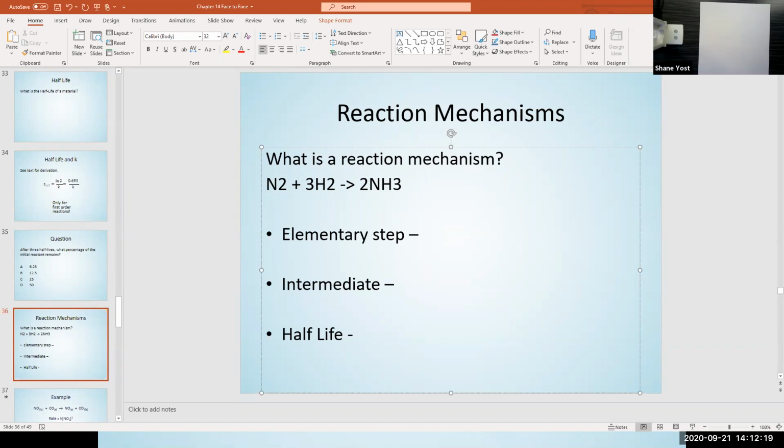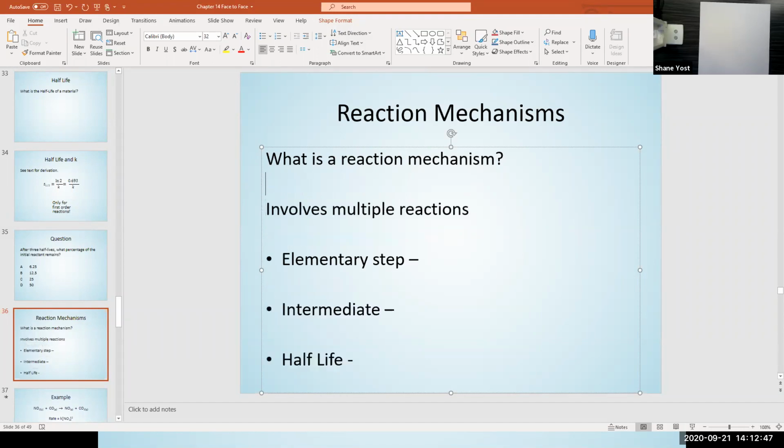No. Why not? Yeah, so a reaction mechanism typically has multiple reactions. Not every time does it have to, but typically a reaction mechanism involves multiple reactions that do what? What do those multiple reactions do? Take you from where to where? Yeah, what I'm getting at is kind of what you're saying there.